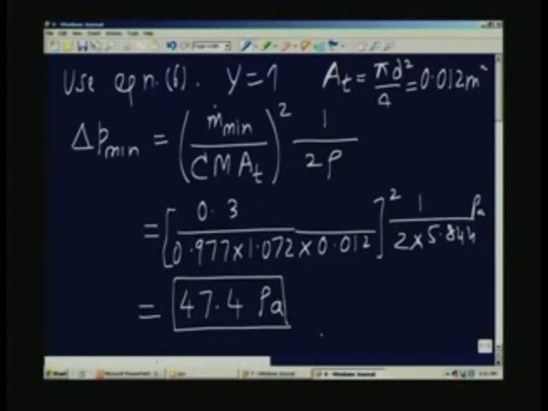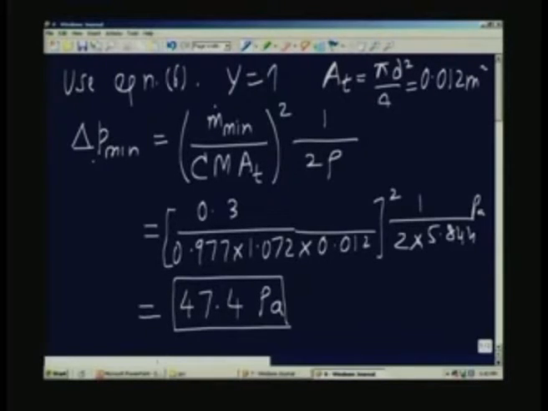Now all I have to do is to use equation number 6 in the previous lecture. With Y equal to 1, we are assuming that there is no expansion or no compressibility effect. We calculate the throat area, or the area of the smallest section, as pi small d squared by 4, which comes out to be 0.012 square meters, and d is 0.124, which was determined in the previous slide, so 0.0124.